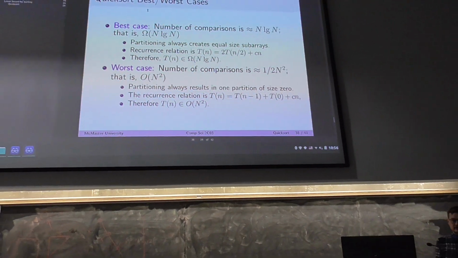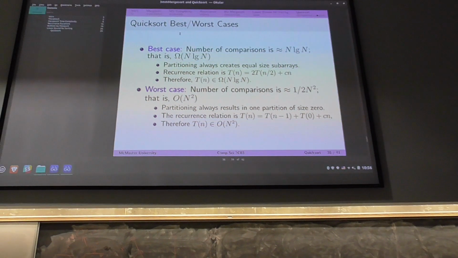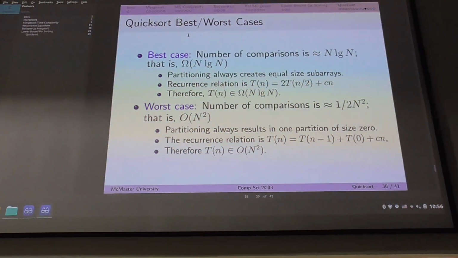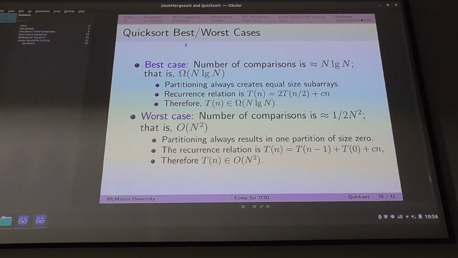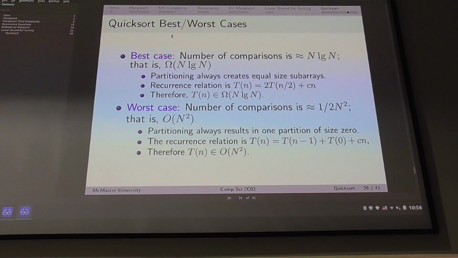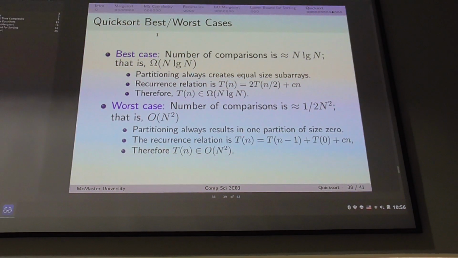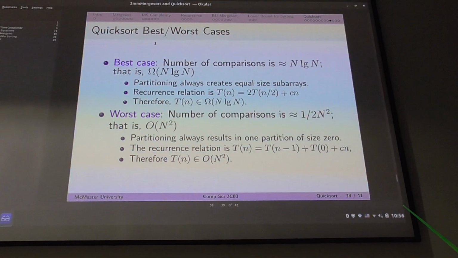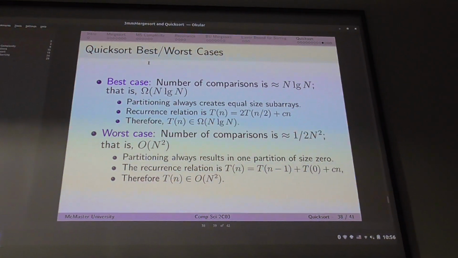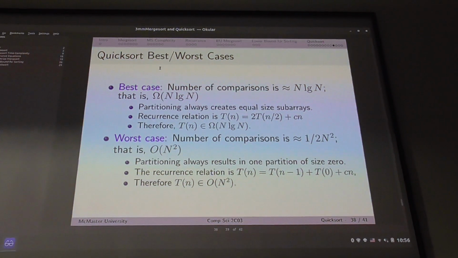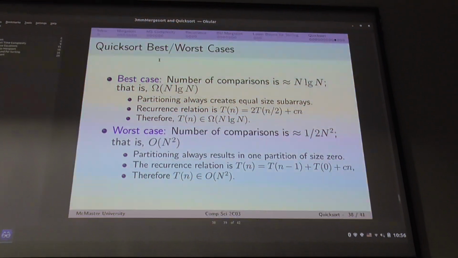In the worst case, partitioning always results in one partition of size 0 and all the rest of the elements in the other one. The recurrence relation is therefore T(n) = T(n-1) + T(0) + cn. Therefore, T(n) is in big O of n squared.